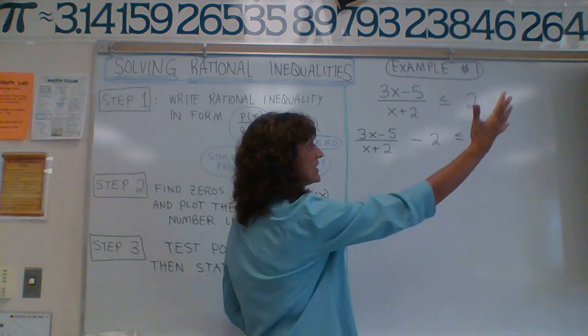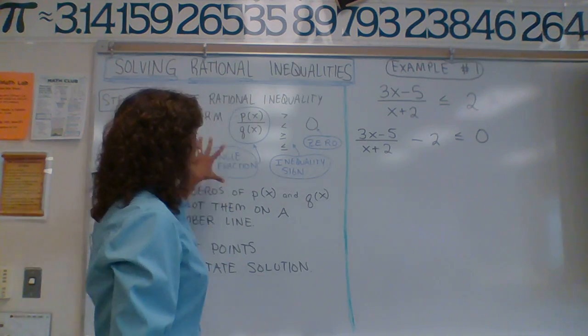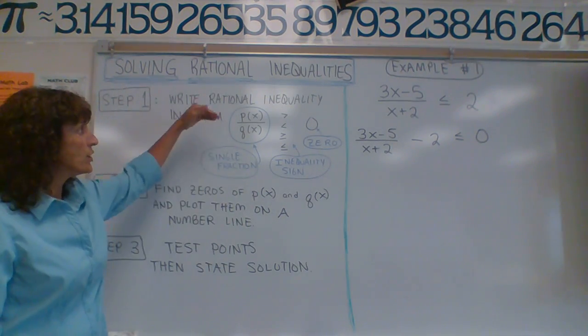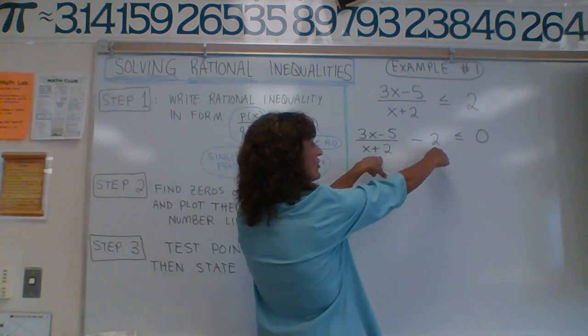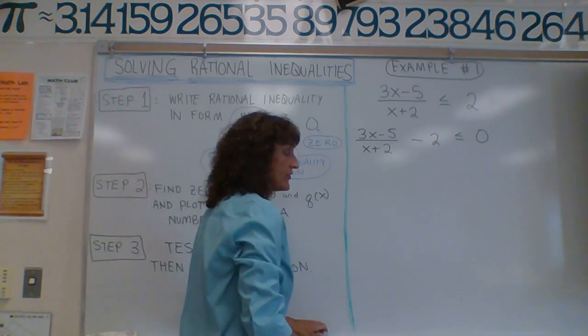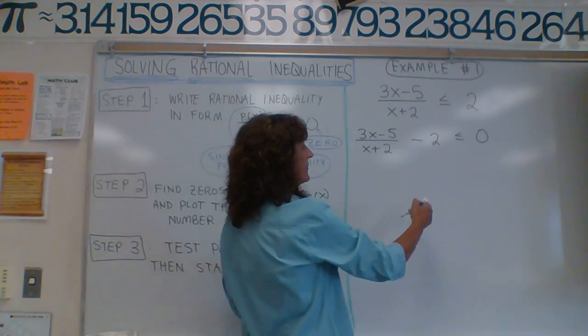Next, now we have a 0 on the right-hand side. The left-hand side has to be a single fraction. Polynomial over polynomial has to be a single term. We have 2 terms here. We have to write it as a single term. So we're going to need to get a common denominator. Let's get a common denominator.